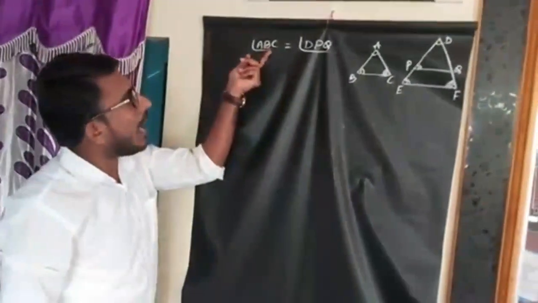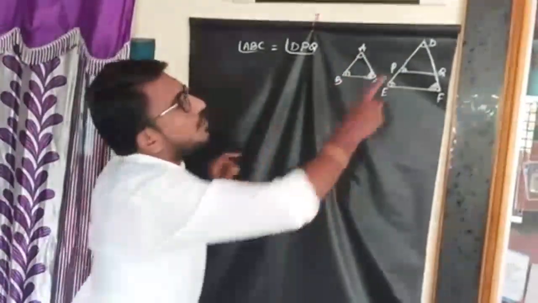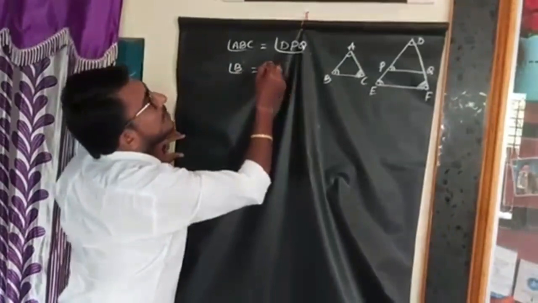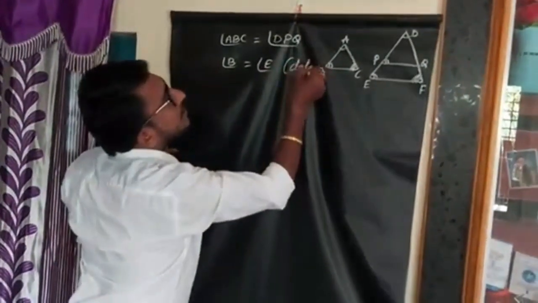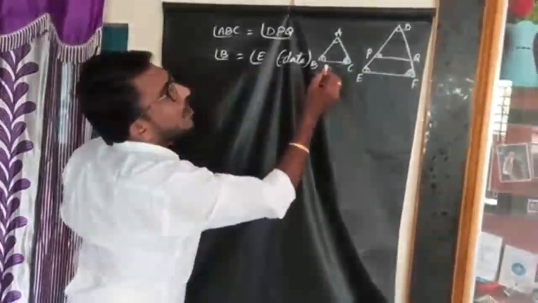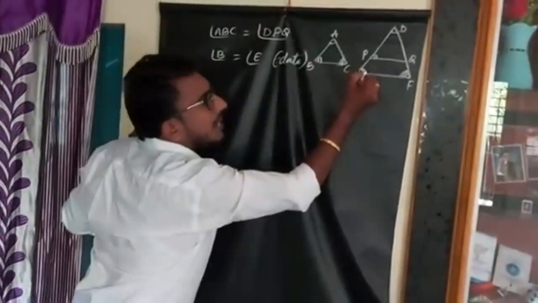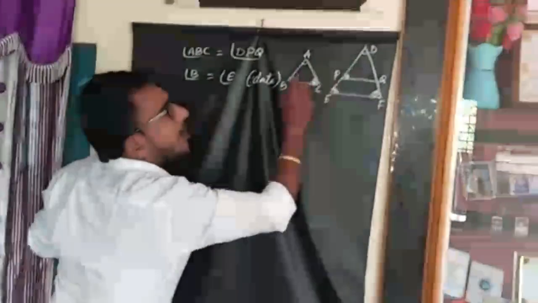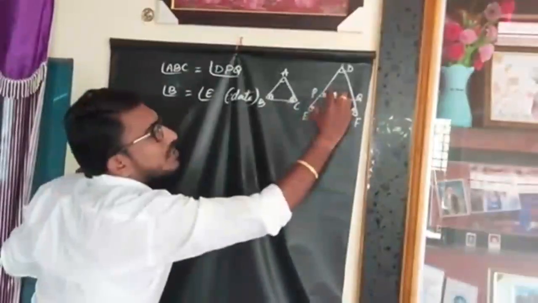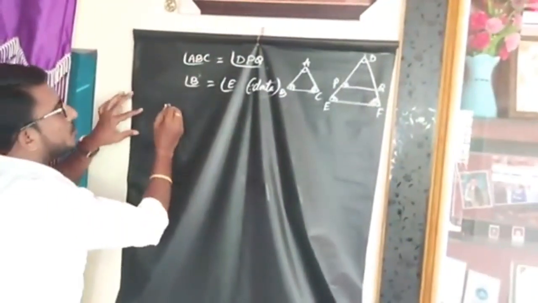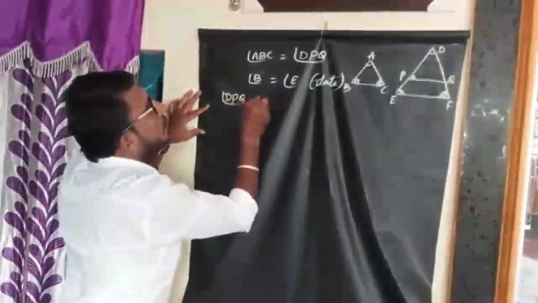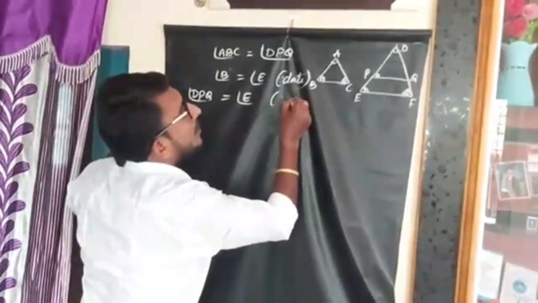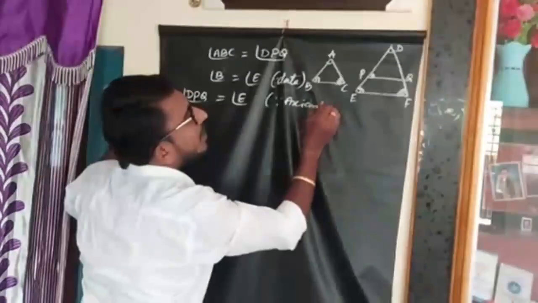Angle ABC is equal to angle DPQ. Already in the data it is given that angle B is equal to angle E. Now we can compare: angle B is equal to angle E, as well as angle B is equal to angle DPQ. That means these two are equal to one another. By comparing these two, angle DPQ is equal to angle E. This is from Axiom 1 that we are using here.